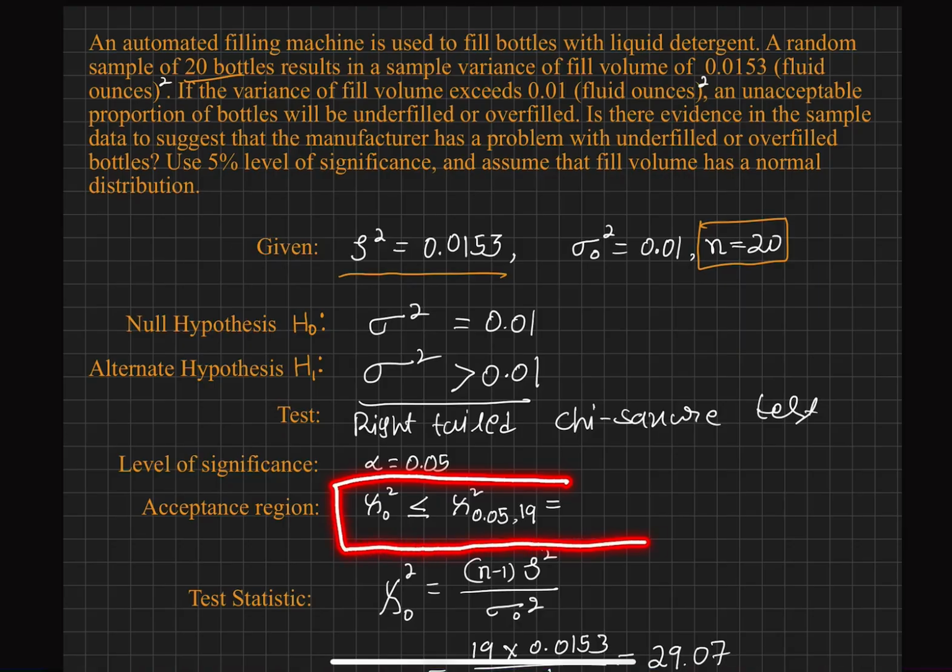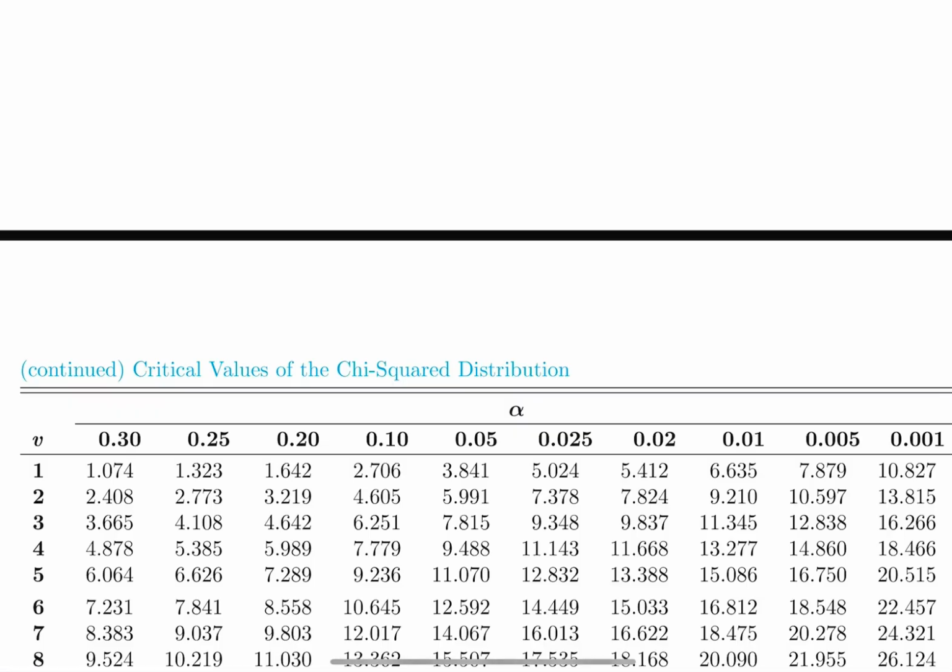Here the rejection region will be chi naught square greater than or equal to chi square 0.05, because it's one-sided, the entire thing will be on one side. On the right side there will be a rejection region, and below this value will be the acceptance region. And 19 comes from the number of samples. The sample is 20, so n minus 1 is the degree of freedom, that is 19 here. We determine this value from the chi-square distribution table.